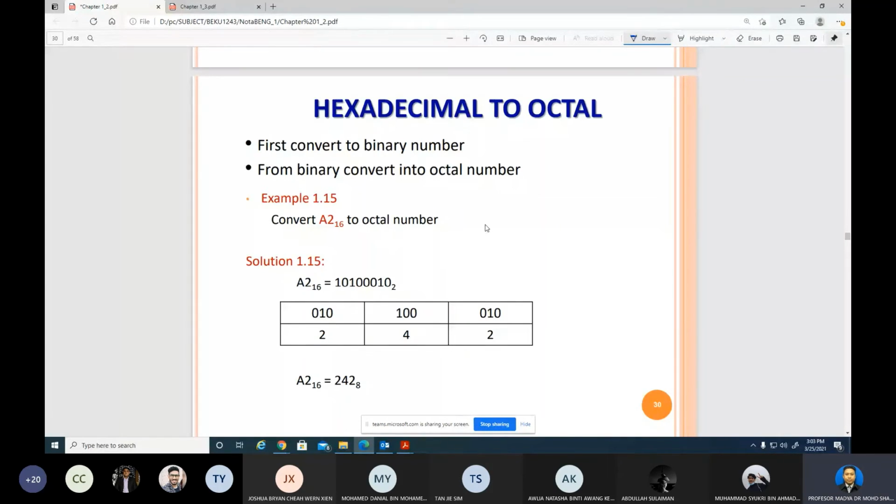For example, you have to convert into octal, but first you have to convert into binary, then you can convert into octal. For example, from this one, A2 hexa, convert into binary, you get it like this, and then you split by 3, because you want to convert into octal. From binary to octal you split by 3. From binary to hexa we split by 4. Then you can convert. For example, 010 is 2, and 100 is 4, and 010 is 2. So the answer will be 242 in octal.